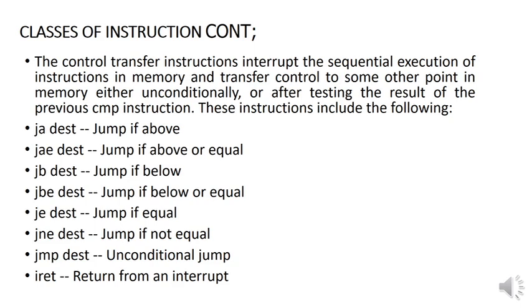The JMP instruction unconditionally transfers control to the instruction at the destination address. The IRET instruction returns control from an interrupt service routine. The get and put instructions let you read and write integer values. Get will stop and prompt the user for a hexadecimal value and then store that value into the AX register, and put displays in hexadecimal the value of the AX register.